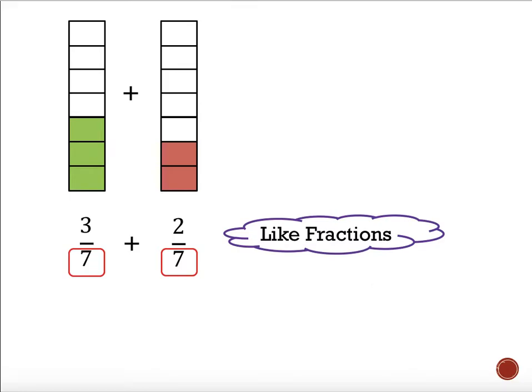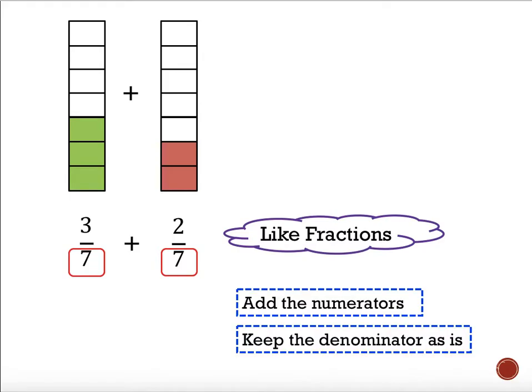Now, when I have like fractions, what did we do in the previous example? We added the numerators and we kept the denominator as is. We did not change it and we took it only one time. We did not add the denominators. So let's go ahead and do that. I'm going to add the numerators. I'll keep the denominator once and then I get 5/7.